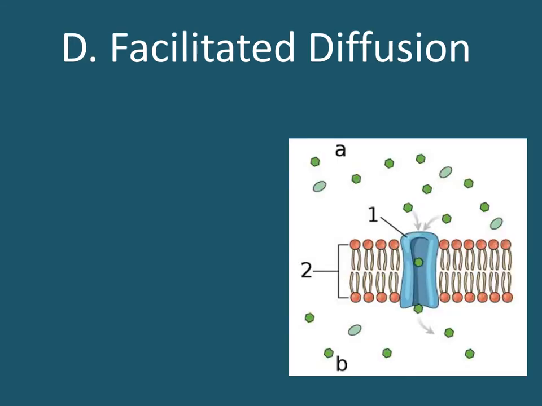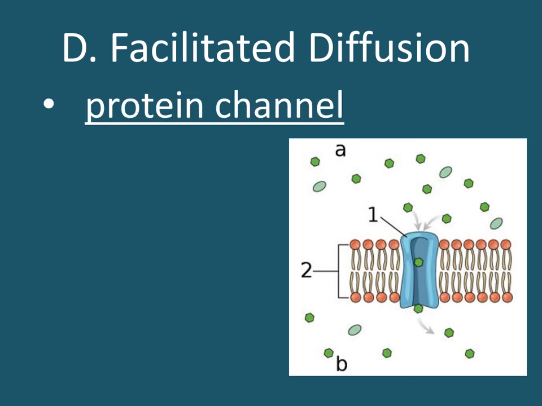The final type of passive transport is facilitated diffusion. Most molecules are too large or too polar to move directly through the phospholipid bilayer. Instead, these molecules move through protein channels. A protein channel is a protein that lets molecules move through the membrane.